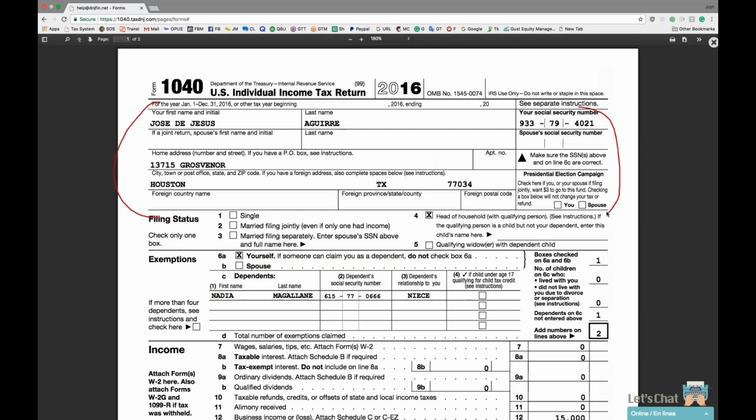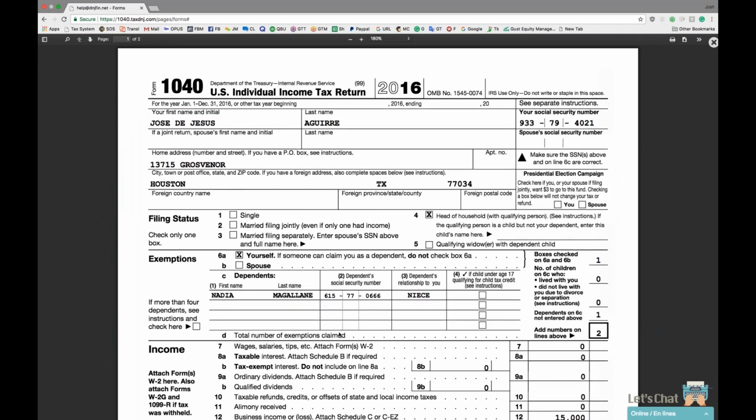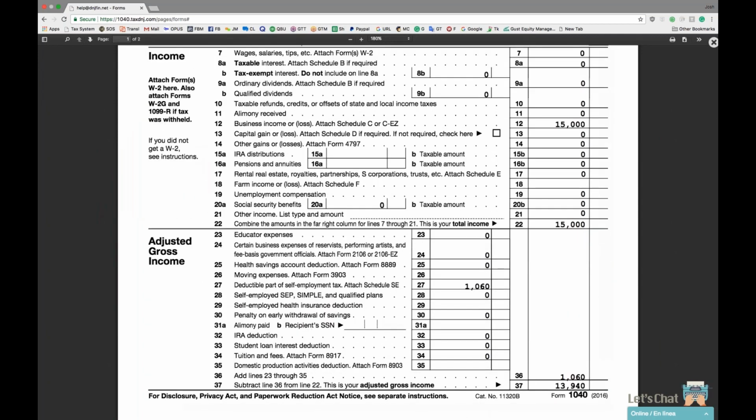So again, Jose de Jesus, and then you have your filing status there. So let's focus on income now. And let's talk about income. You can quickly see that the customer has a Schedule C, or a C-EZ, because he has business income, right? Line 12. If you look at the other lines, there's no other line with income. This is only a Schedule C business income or loss, Schedule C or C-EZ. So we're gonna go through the process and see what the numbers tell us.